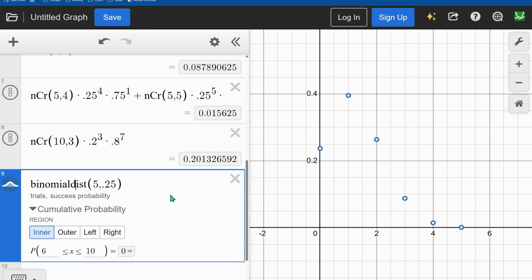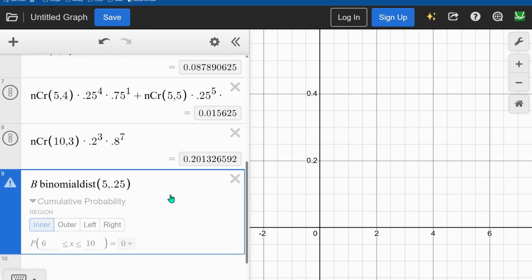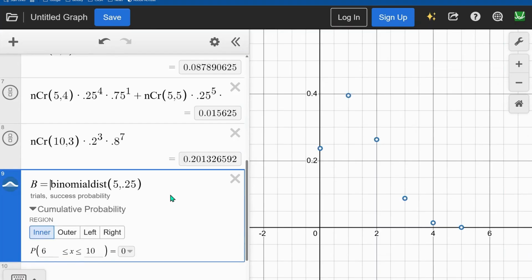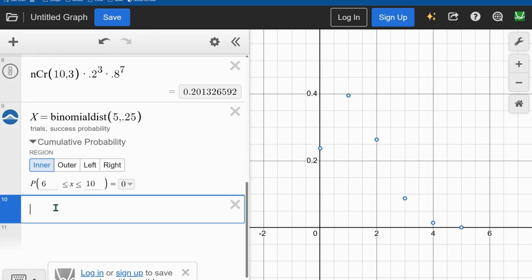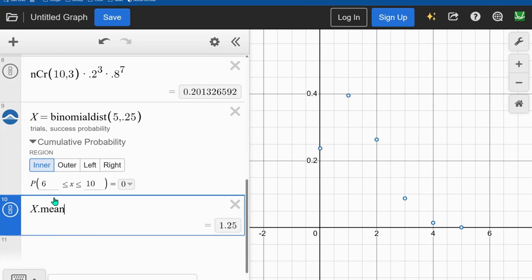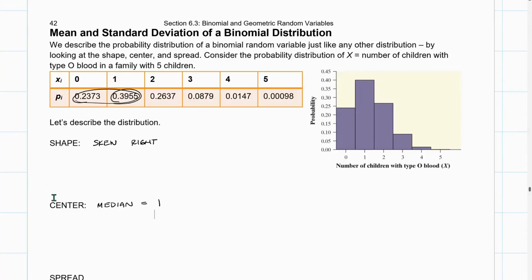To do that, we assign to a variable, and I'm going to use capital B here and say equals. I'm going to say that this capital letter B is our distribution. Actually, I should be consistent with our things. Let's use capital X. Now, once we declare X to be this distribution, I can ask Desmos, using that distribution X, tell me the mean. And it tells me that the mean is 1.25. That makes sense. It's a skew right distribution, and so we expect that the mean will be further toward the tail than the median.